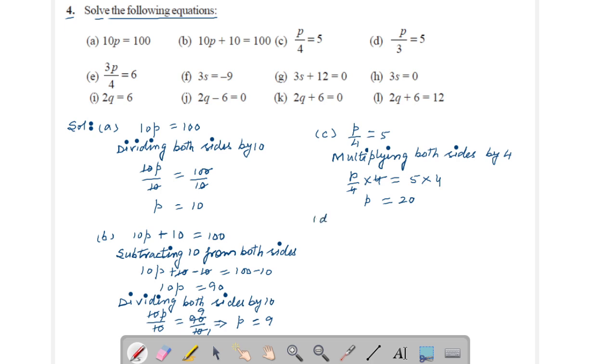It is P upon 3 equal to 5. How will you remove this 3 from left hand side? By multiplying it by 3. Multiplying both sides by 3.